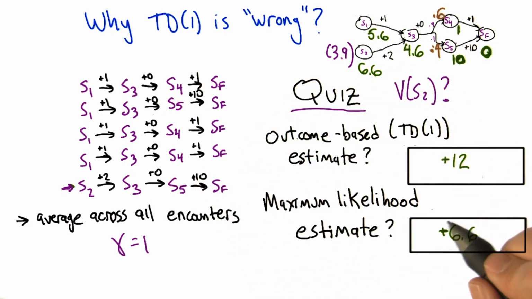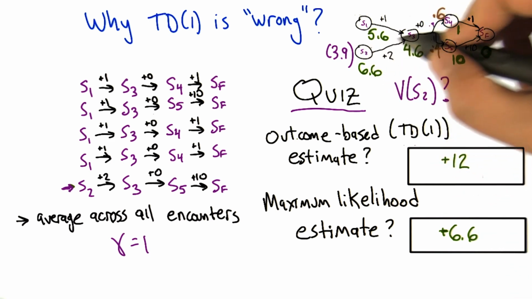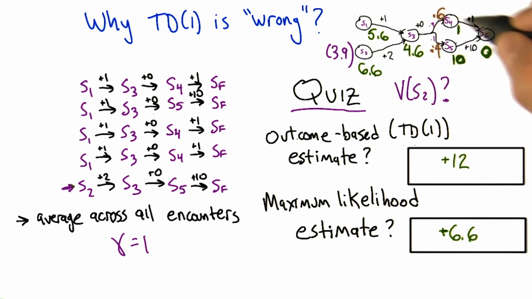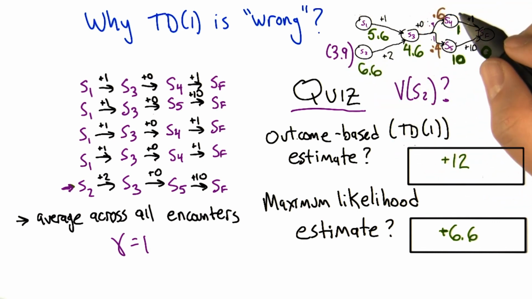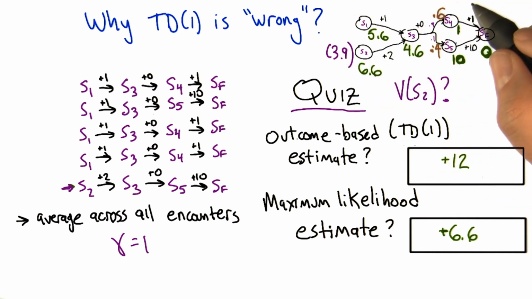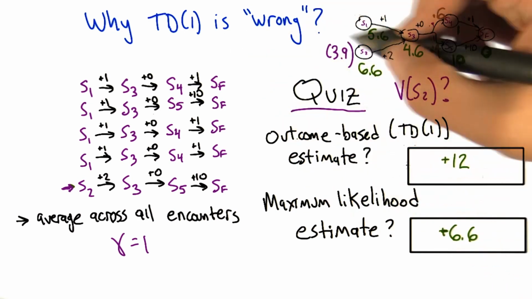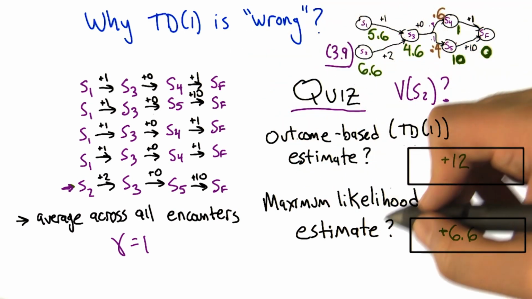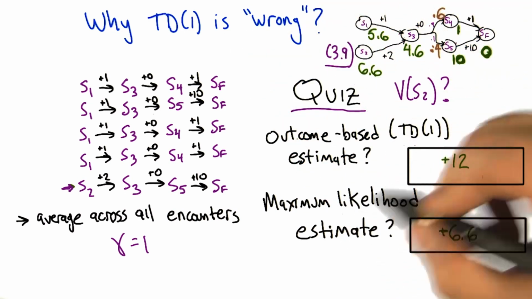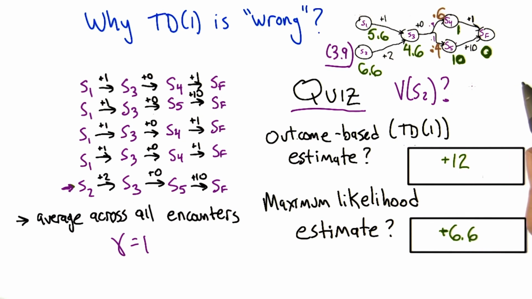Yeah, but let's imagine that we had gotten lucky the other way. There's only one other possibility: S2 to S3 to S4 to SF. And if that had happened, then we would have seen a value of 1 instead of a value of 10, and we would have had 3. That's right. And on average, it's going to turn out to be the right answer, this 3.9. But this estimate is based on the limited data that we've got. Right. Okay, fair enough.